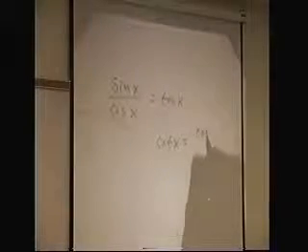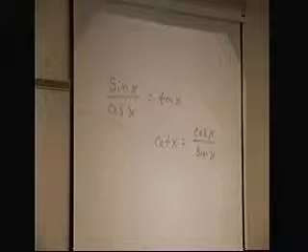Now we're also going to write the cotangent of x. Isn't that the reciprocal of tangent? So what is it equal to? Cosine x over sine x.